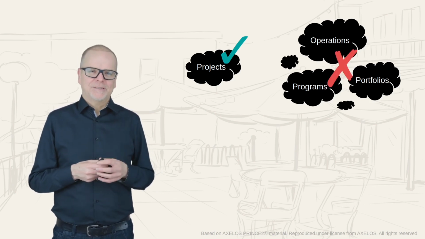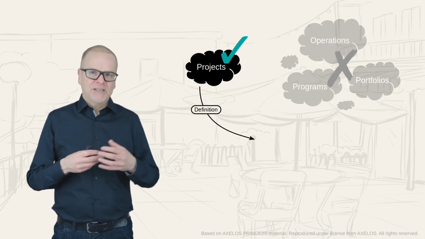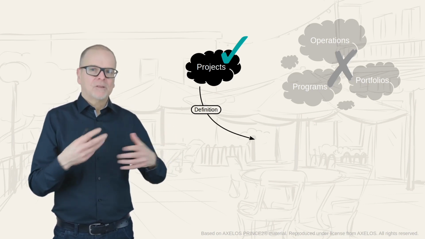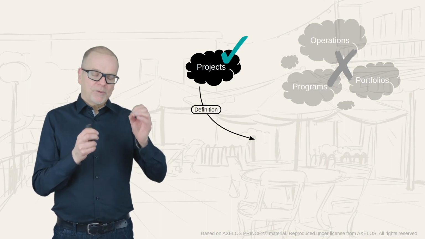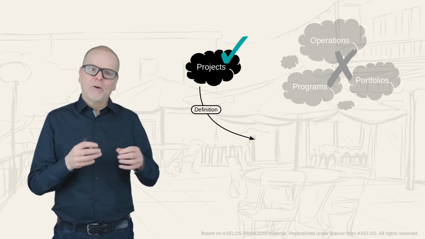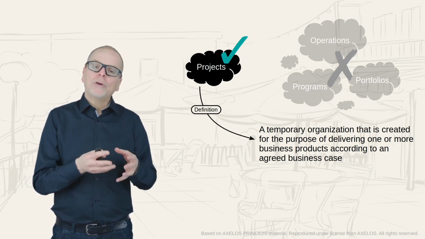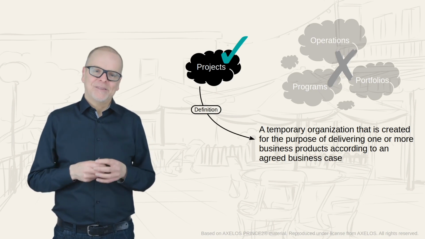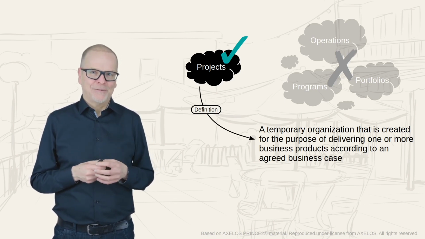So what's a project? Well, PRINCE2 has its own definition for a project, and I'm going to take you through that. So let me take you through it, and then I will explain some of the wording in there because I will need to do that. So what's a project? A project is a temporary organization that is created for the purpose of delivering one or more business products according to an agreed business case. Now let me go through some of those words to make it easier for you.